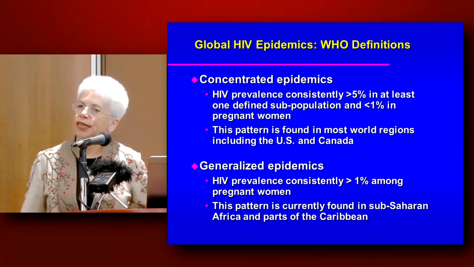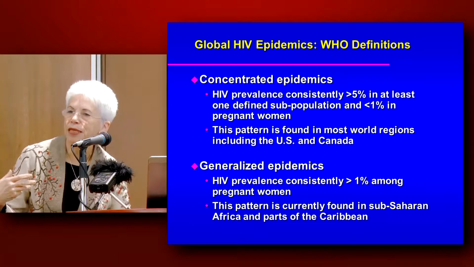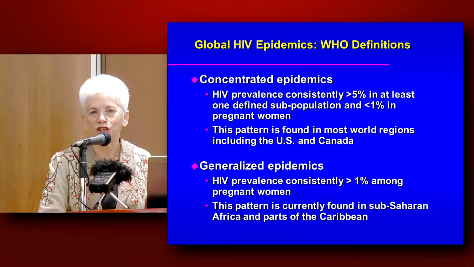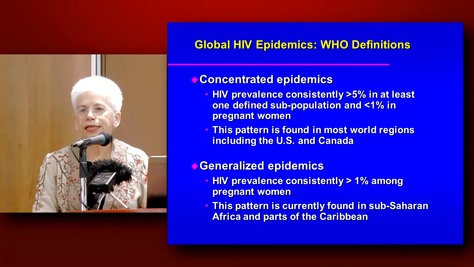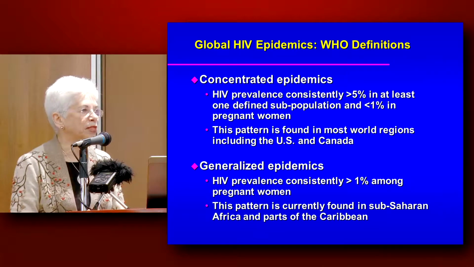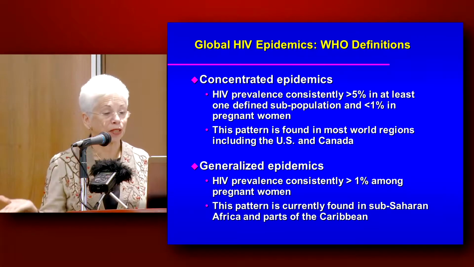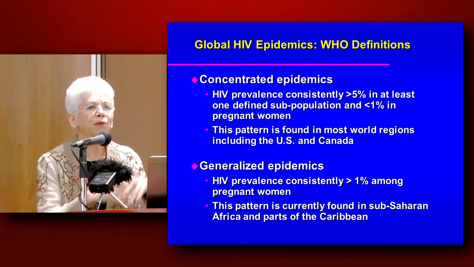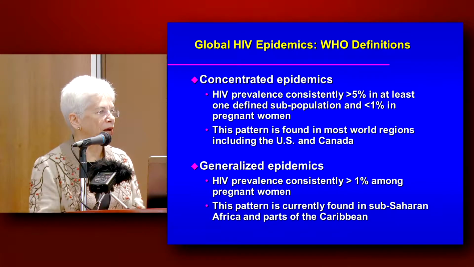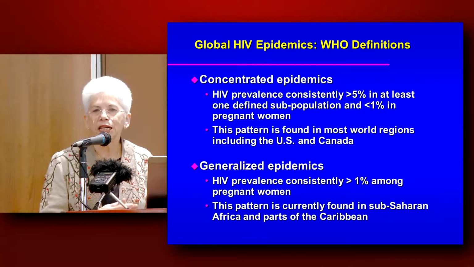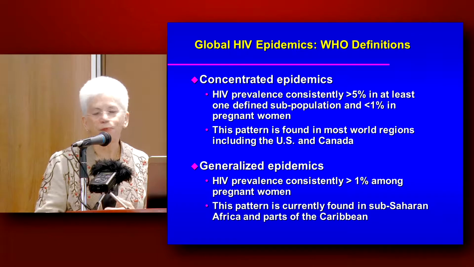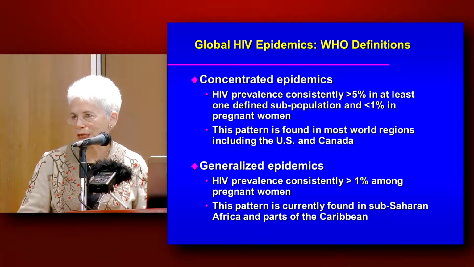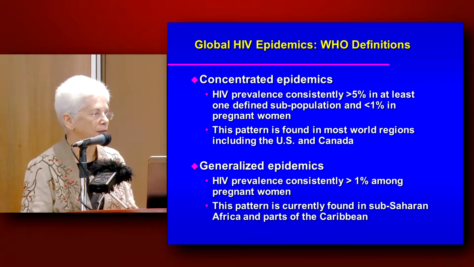So the World Health Organization defines two kinds of epidemics. One epidemic is a concentrated epidemic, and that's what we have here in the US and Canada. And it's an HIV prevalence of more than 5% in a specific subpopulation, but less than 1% in pregnant women. Pregnant women are used as a marker of the general population. But in a generalized epidemic, the prevalence is more than 1% among pregnant women, and that's what you see in parts of the Caribbean and in sub-Saharan Africa.